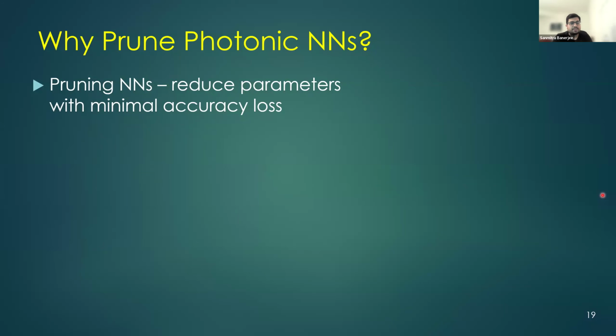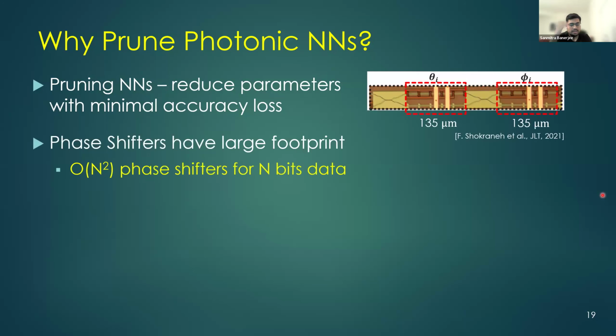This is particularly crucial. Pruning is particularly crucial for photonic neural networks because phase shifters have a large footprint, and this is one of the main challenges of coherent photonic neural networks. These devices are hundreds of microns large, where we are looking at a few nanometers in silicon. We cannot afford such large devices in photonics, and the number of phase shifters increases as the square of the number of bits of data.